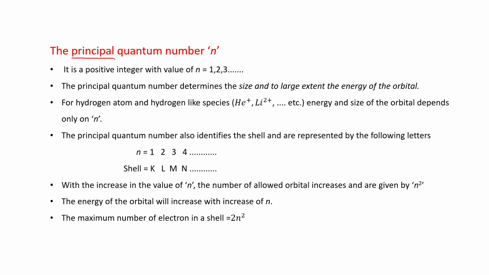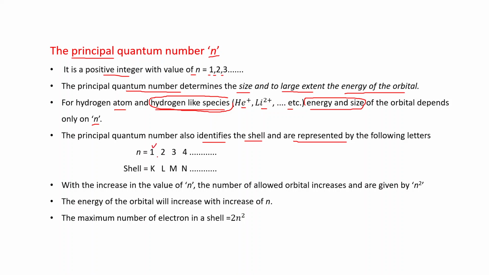First come to the principal quantum number, which is represented as n. It is a positive integer with values n = 1, 2, 3 and so on. The principal quantum number determines the size and, to a large extent, the energy of the orbital. For the hydrogen atom and hydrogen-like species, meaning uni-electron species having only one electron like He+, Li2+, etc., the energy and size of the orbital depend only on the value of n. The principal quantum number also identifies the shell.